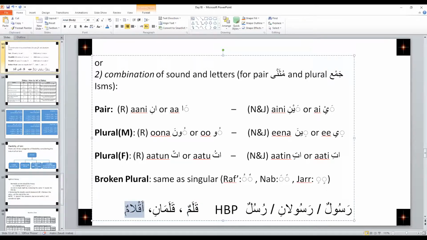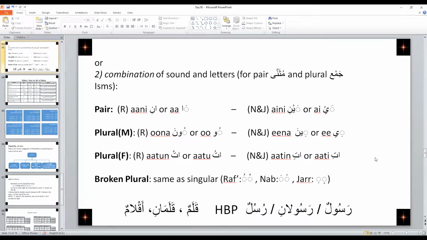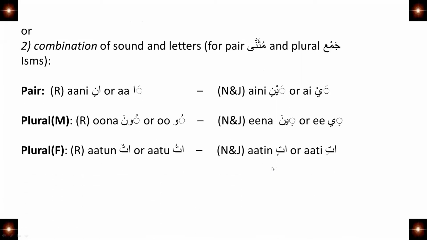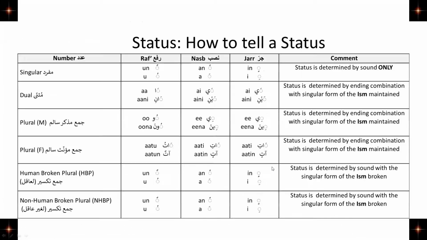These kinds of plurals are dealt with as if they are singular. So therefore, they have ending sounds instead of combinations, right? So that is all about the ending sounds and ending combinations. And by that, we would have done with this. And let's look at the next.